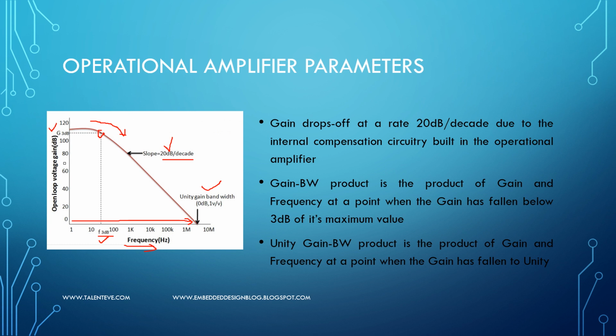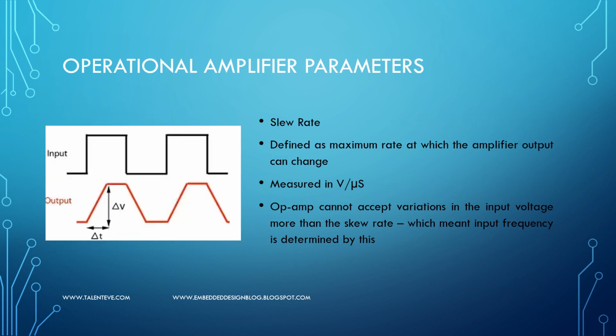operational amplifier. Whereas the gain bandwidth product, as we mentioned, is nothing but the product of the open loop voltage gain and the frequency at which the gain has fallen 3 dB from the maximum open loop voltage gain. So this is a very important parameter while you determine the maximum frequency at which you can operate the op amp, considering a stable gain from it. And then there is one more parameter called slew rate.